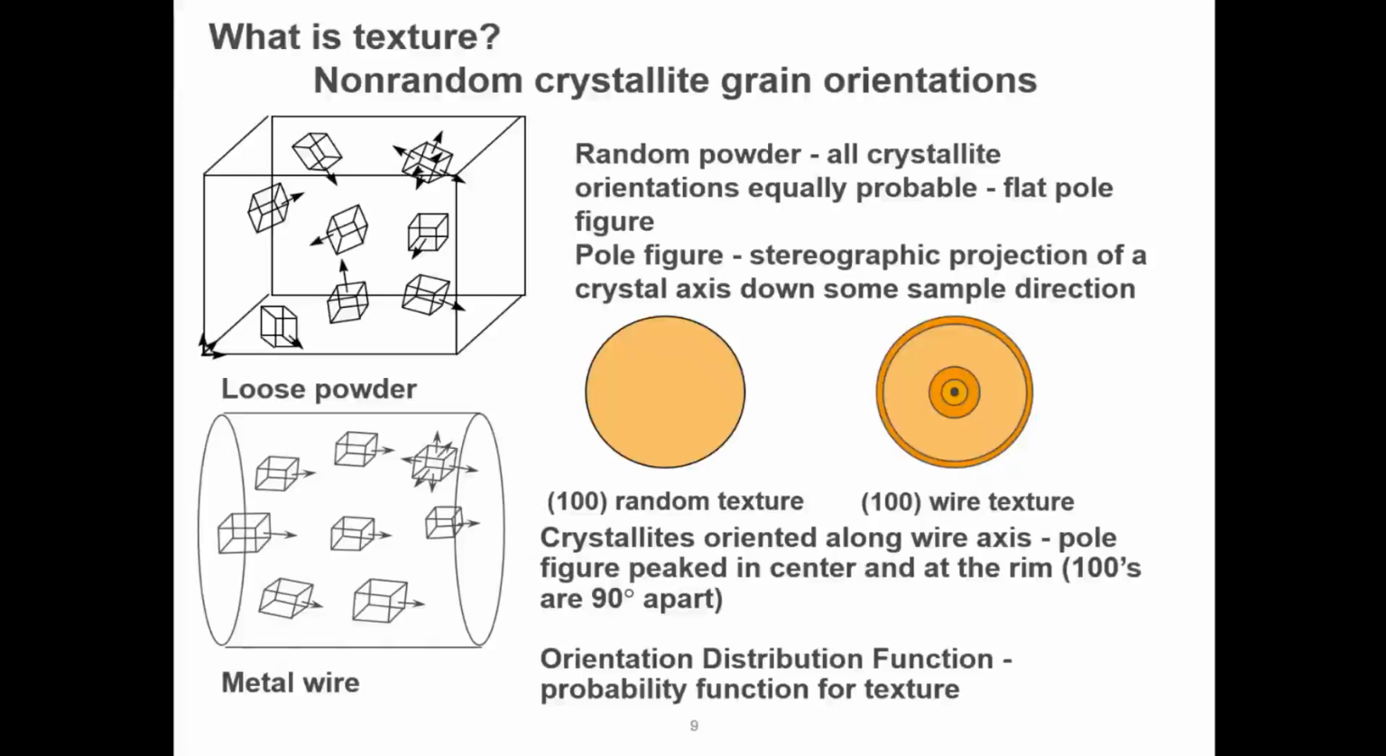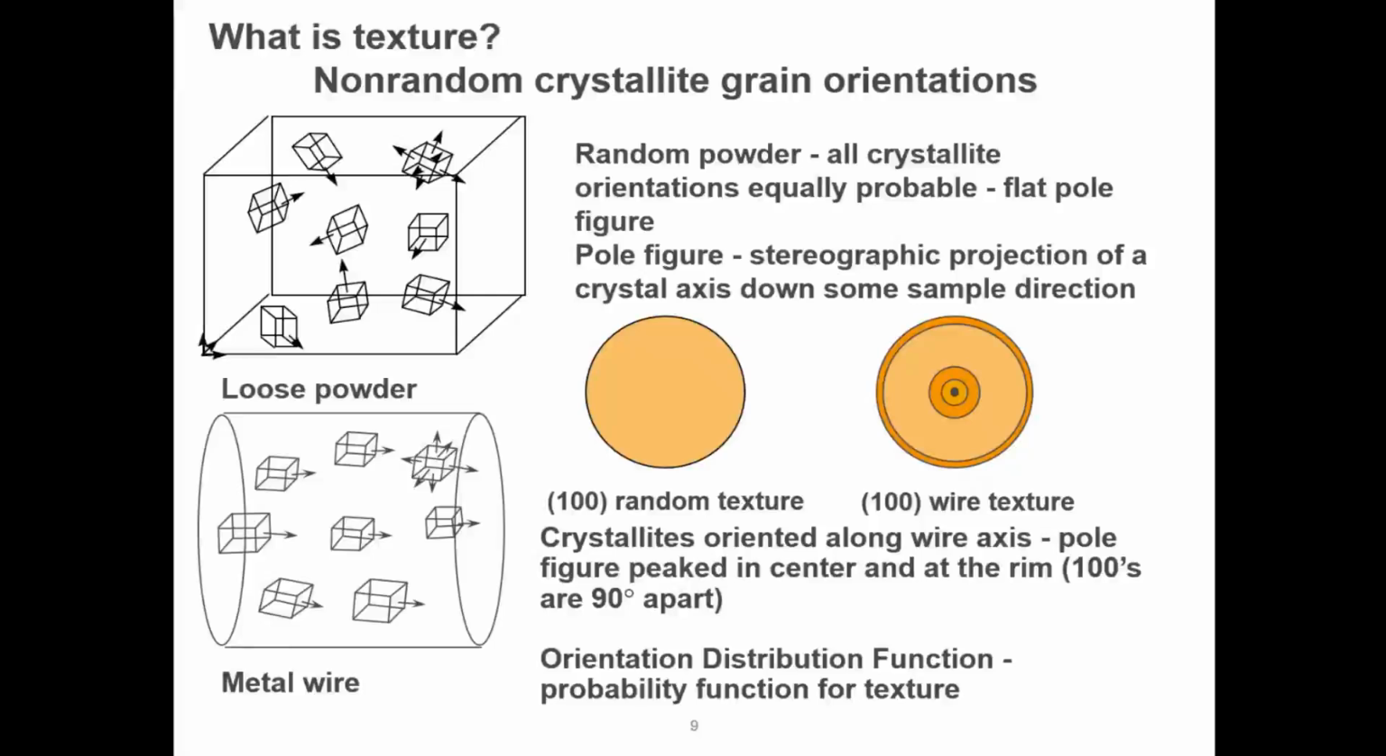Then, if it's a wire, usually the grains inside are oriented so that, in case of something like copper, the 100 axes are all lined up along the wire axis. And then the pole figure will then show a high spot in the center because of all these oriented axes. You also get a rim because perpendicular to that 100 direction is entirely equivalent to 010s and 001s this way. So that gives you the rim on that.